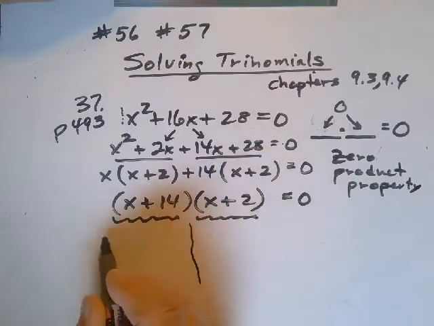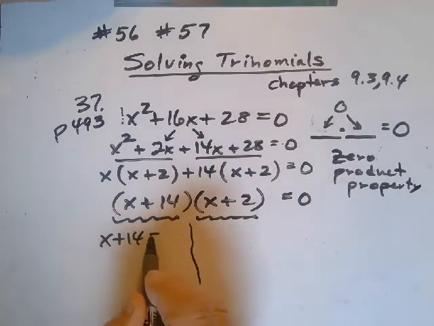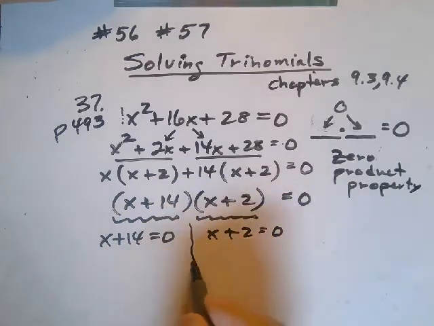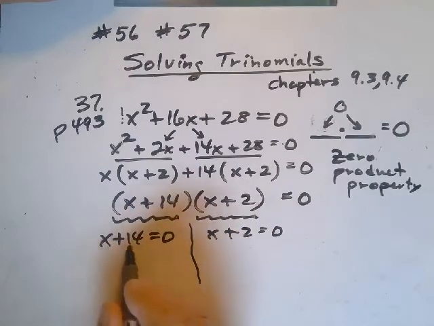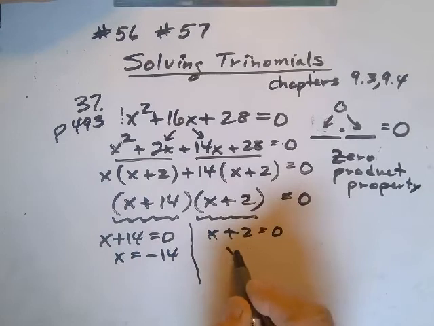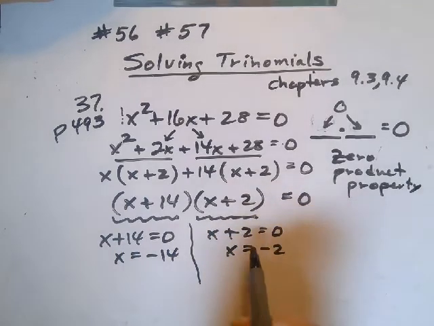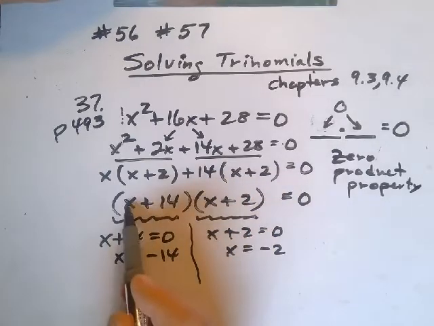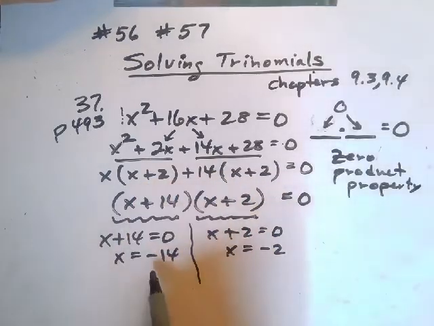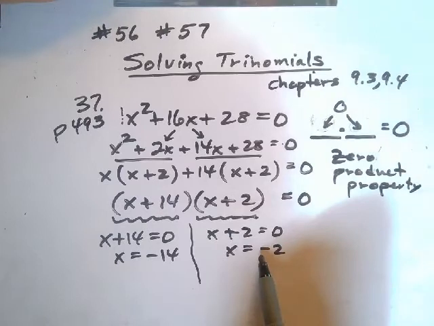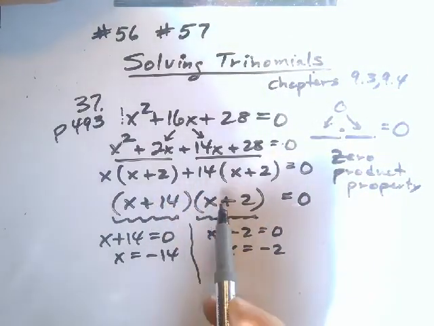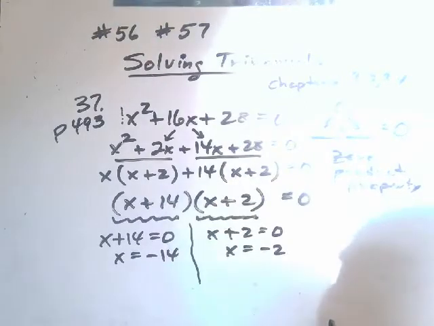So the formal way of doing that is set each one equal to 0. Notice I'm splitting it. We're going to get two answers here. And solve it. Subtract 14 from both sides. Subtract 2 from both sides, and that's what we said. If x is a negative 2, that makes this 0. If x is a negative 14, that makes this 0. So either of these answers would make this statement true, because one of these two would be equal to 0.